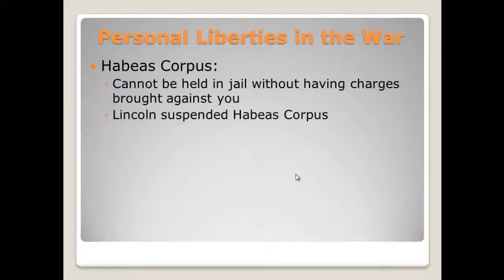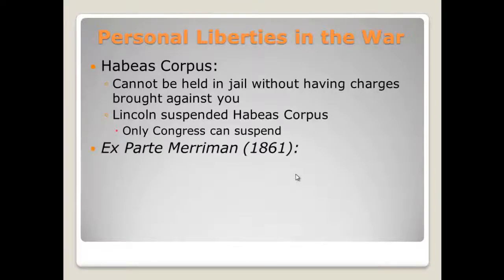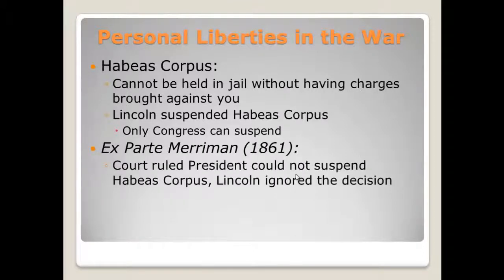Well, during the Civil War, Lincoln suspended habeas corpus in Maryland, so he would have people held in jail without a trial. And this is something that only Congress can suspend, but the president did. So he increased the power of the presidency. In 1861, we have a court case, Ex parte Merryman, in which the court ruled the president could not suspend habeas corpus. However, Lincoln ignored the decision.